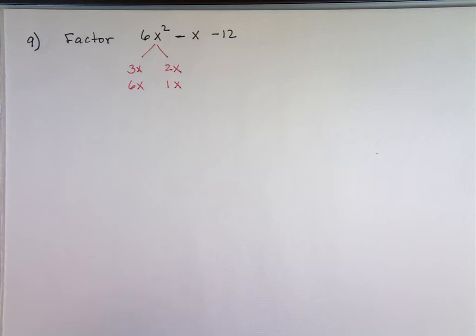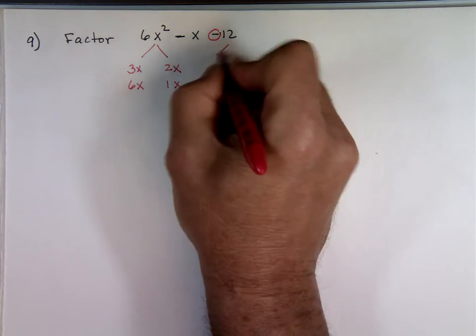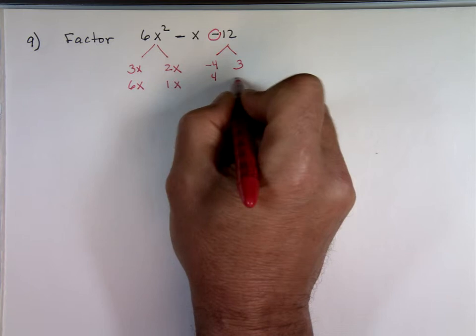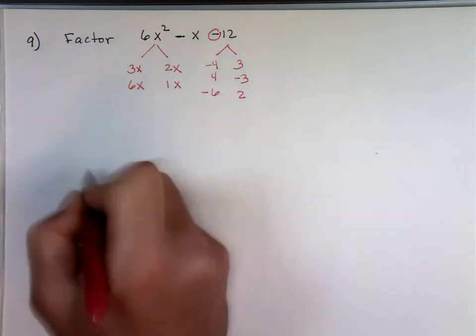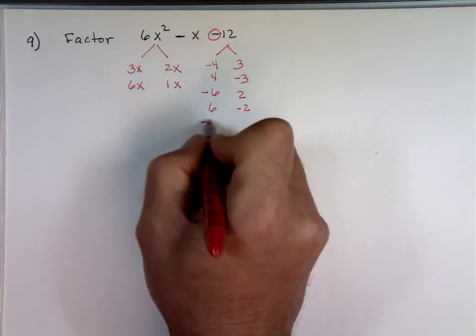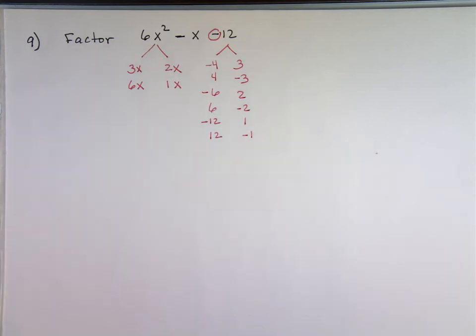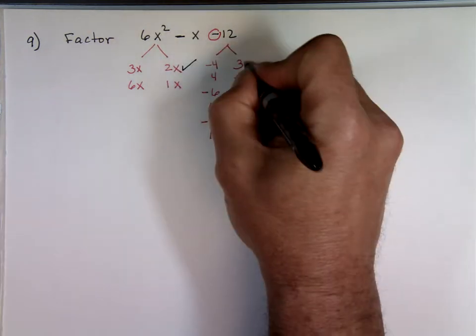This is a negative, which tells me the signs are different. I can try negative 4 times a 3. Or 4 times a negative 3. I can try negative 6 times 2. Or 6 times a negative 2. I can try negative 12 times 1. Or 12 times a negative 1. So you can see we could be here for the whole day. So hopefully we don't have to stay here too long. Let's try this and this and see if that will do it.